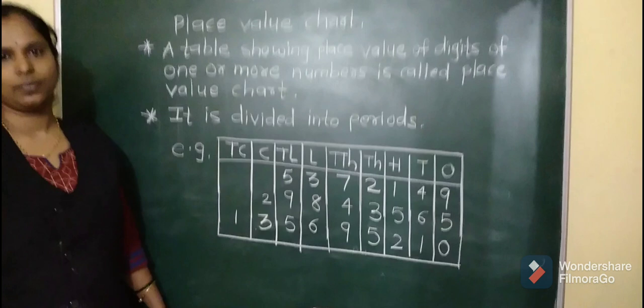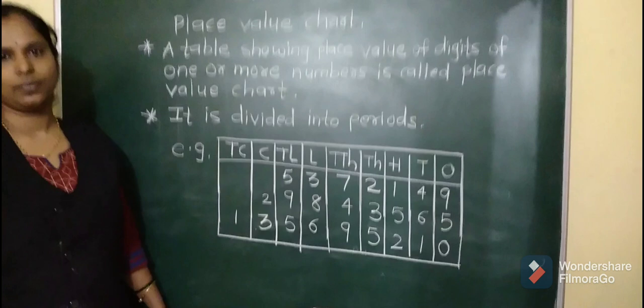Now a 9-digit number starts with the 10 crore place. So one example I will write, 13 crore 56 lakh 95,210. Okay. So a 9-digit number starts with the 10 crores place.